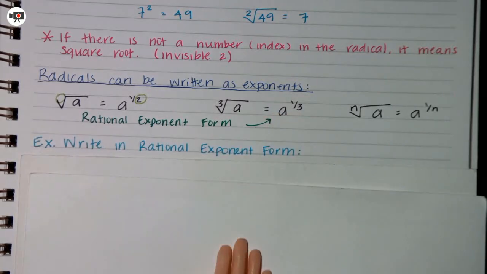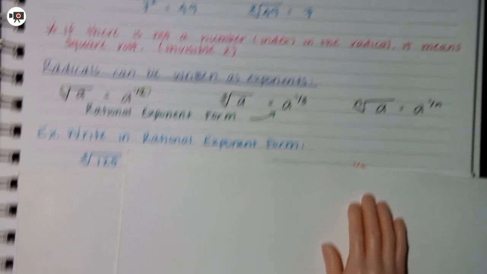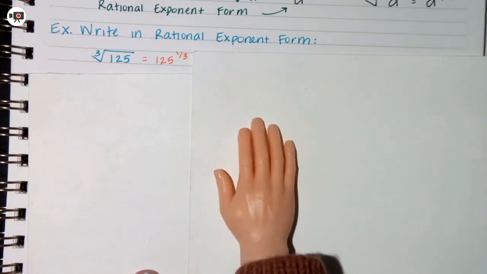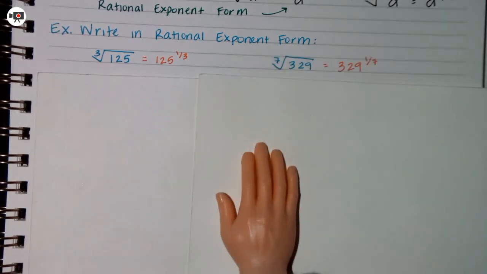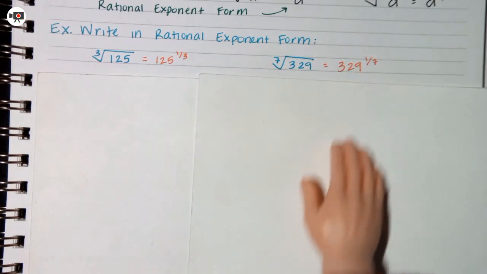So we're going to rewrite in rational exponent form. The cube root of 125, that would be written as 125 to the 1/3 power. The 7th root of 329 is 329 to the 1/7 power.